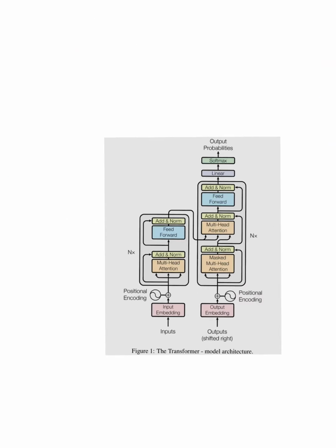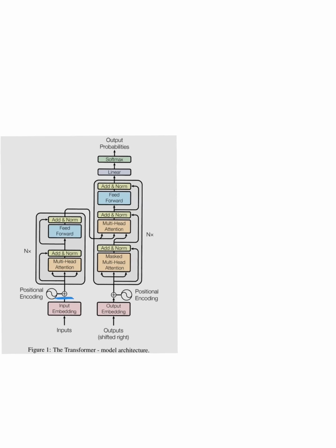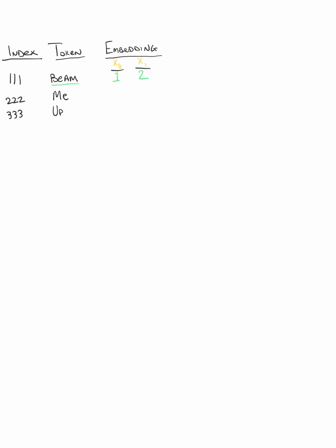We are now officially past the input embedding. And so let's touch on the positional encoding for a brief moment. Similar to how we visualize relational context in vector space, the easiest way for us to understand positional encoding is also with two dimensions. Let's assume that our tokens have the following x0 and x1 values. Beam at 1, 2, me at 3, 4, up at 5, 6.